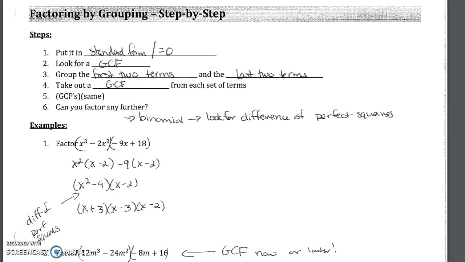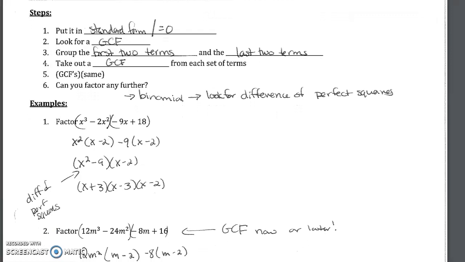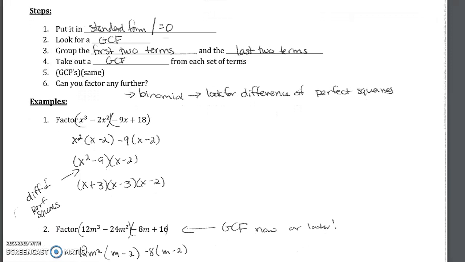Moving on to number 2. You are going to look to make sure it's in standard form, which it is. You are going to look to see if there is a GCF. If you look, 12, 24, 8, and 16 do have a GCF, so you should be taking that out. Again, I made a note there, GCF now or later, but it needs to come out at some point. So that is up to you. We're going to continue as if we didn't notice there was a GCF.